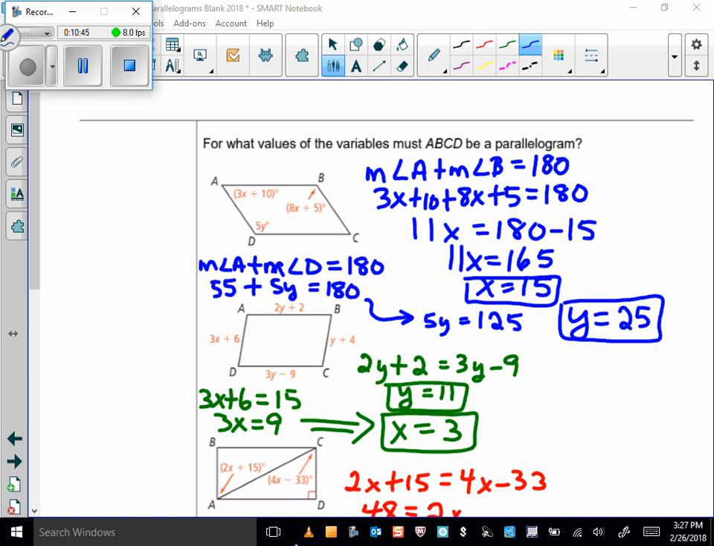I know opposite angles have to be congruent, or consecutive angles have to be supplementary. So that's the theorem that I used right here, and I found out that x is 15. And then I did the same one where the measure of angle A plus the measure of angle B has to be 180, and then I solved that for y and got 25.